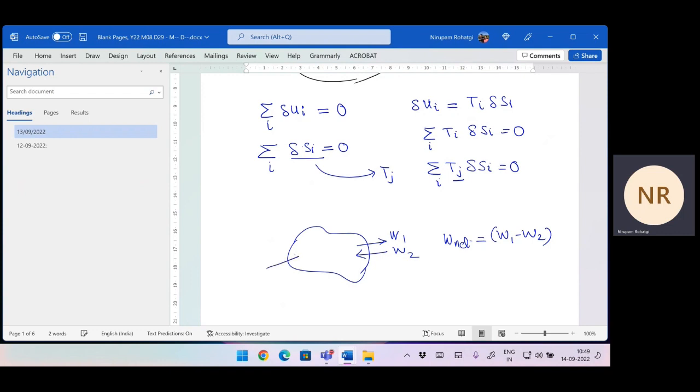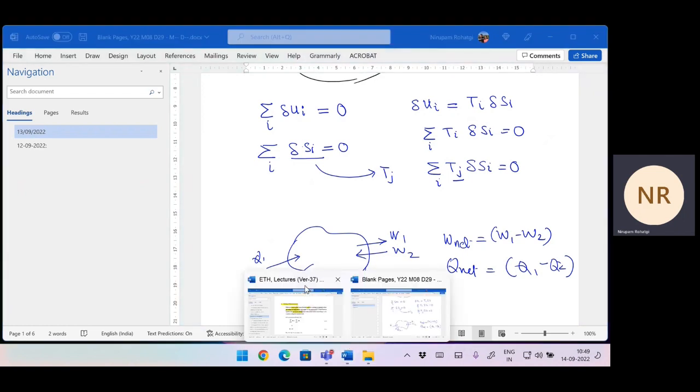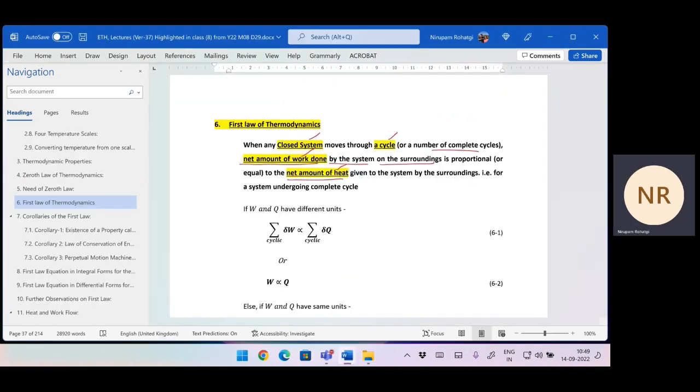Similarly, there is a heat given Q1 and the surrounding can give heat to the system, the system can give heat to the surrounding. Okay. But we are talking about Q net. Q net is net amount of heat given to the system by the surrounding. It is Q1 minus Q2. Are you getting it? So each and every word has an importance here. Net amount of heat given to the system by the surrounding. And then they say that it is proportional.